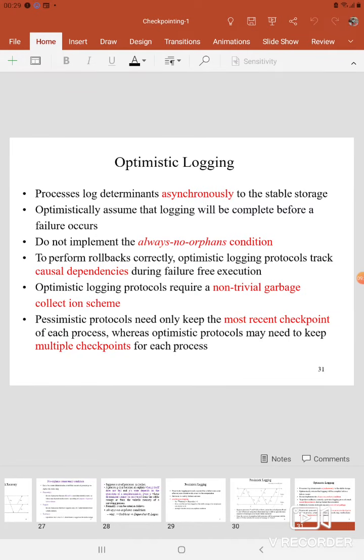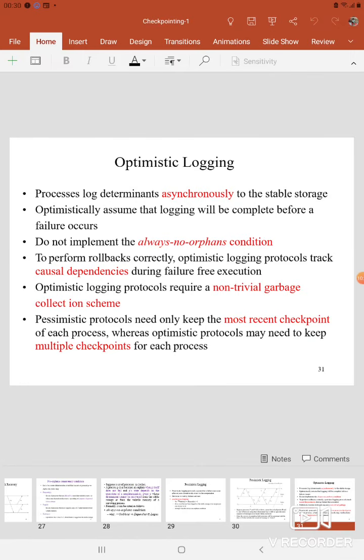The third type of logging is optimistic logging. So in pessimistic we go with synchronous logging, whereas here we go with asynchronous logging. That is, each process need not coordinate with one another. This optimistic logging does not implement the always no orphan condition. So here we use causal dependencies in order to store the dependencies. It requires a non-trivial garbage collection scheme to remove the unwanted details.